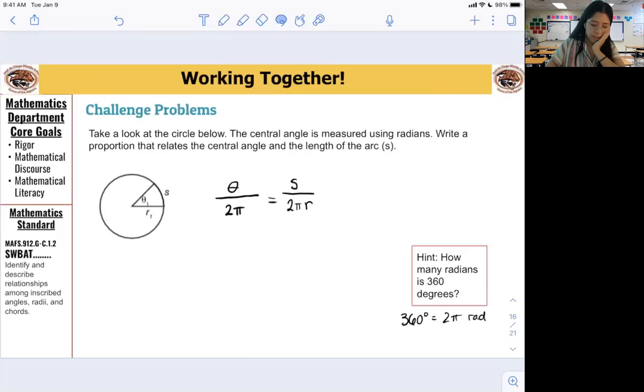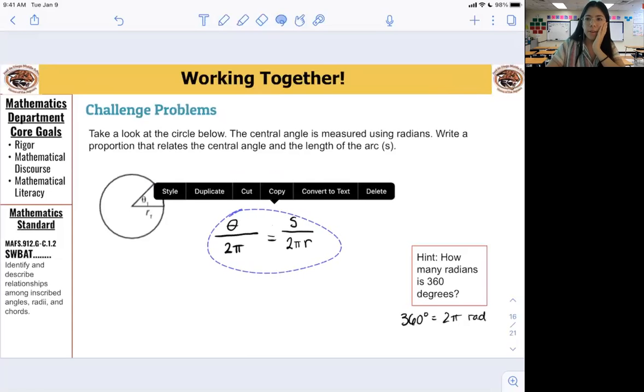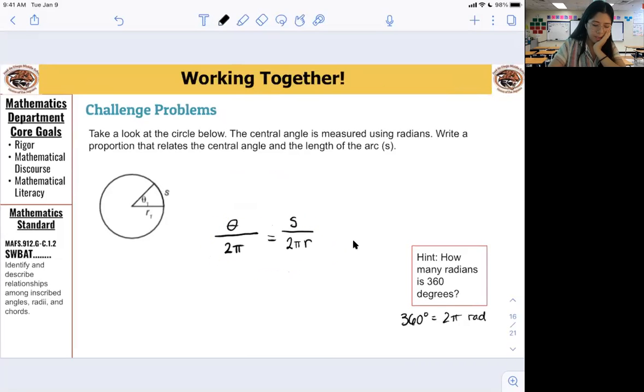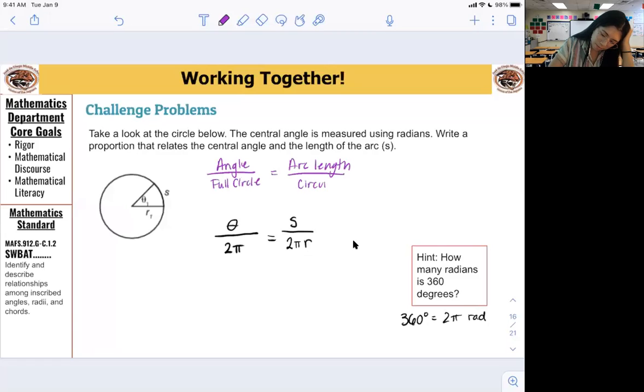So what did I just do? Let me just break that down in case anyone would like that. This is just going back to those proportions we've done a bunch of times now. So the angle over a full circle is equal to the arc length over the circumference. Nothing new. The only difference is that since I'm using radians, the whole circle is 2 pi, not 360 anymore.